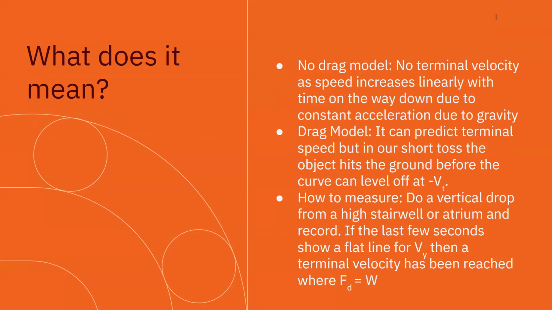And what does it mean? In the no drag model, there is no terminal velocity, as speed increases linearly with time on the way down due to the constant acceleration. The drag model can predict terminal velocity, but the cost is too short, so terminal velocity is still not reached. But if you want to measure terminal velocity, you would do a vertical drop from a very high stairwell. And in the last few seconds, when the velocity in y is a flat line, we can assume terminal velocity has been reached since there is no net force, and the force of drag equals the force of gravity.